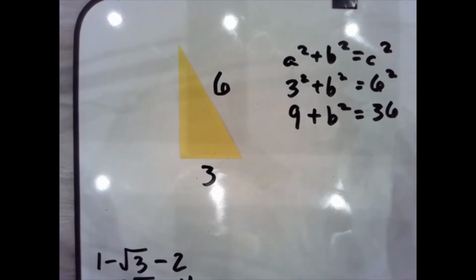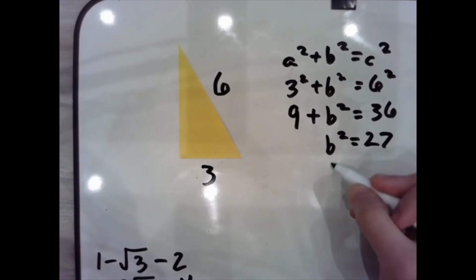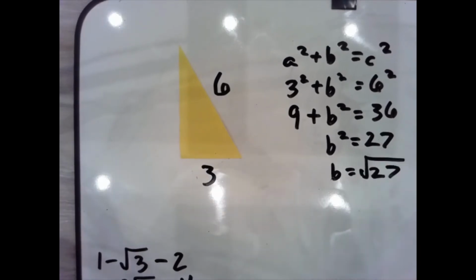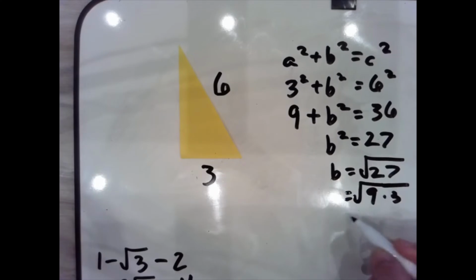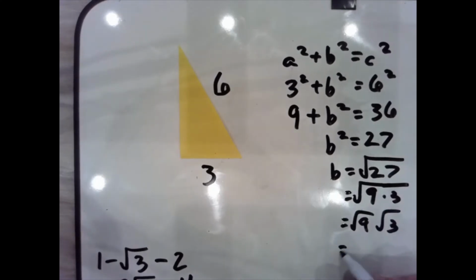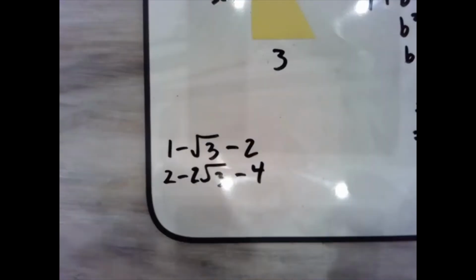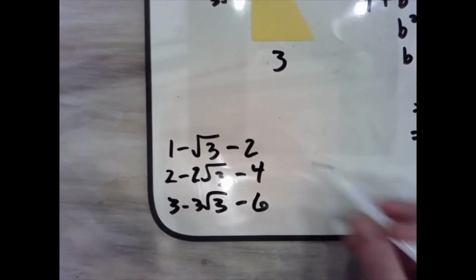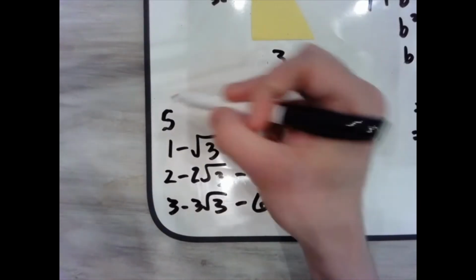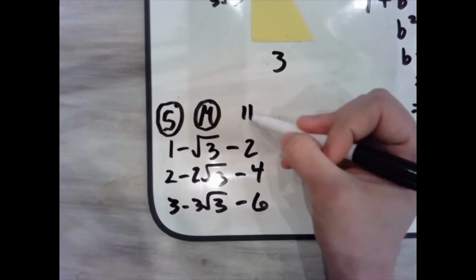Terrific. Now we're going to subtract 9 from both sides, and we'll get b squared equals 27. So b is now the square root of 27, and that's going to become 9 times 3. Break it up, and that gives us 3 rad 3. All right, let's explore and see if we can figure out what the pattern is this time. Obviously, it's not the same thing. So we've got our short side, our medium side, and our long side, aka our hypotenuse.